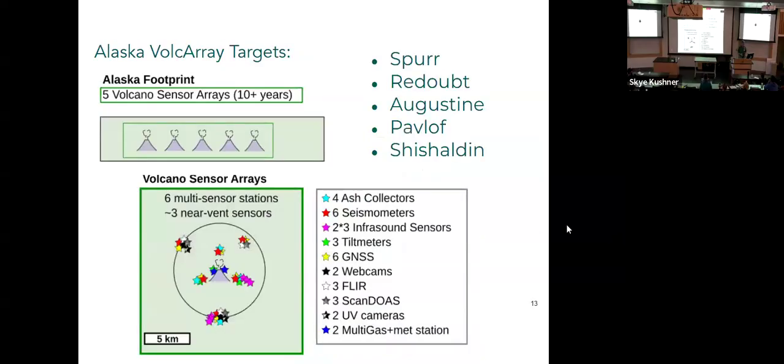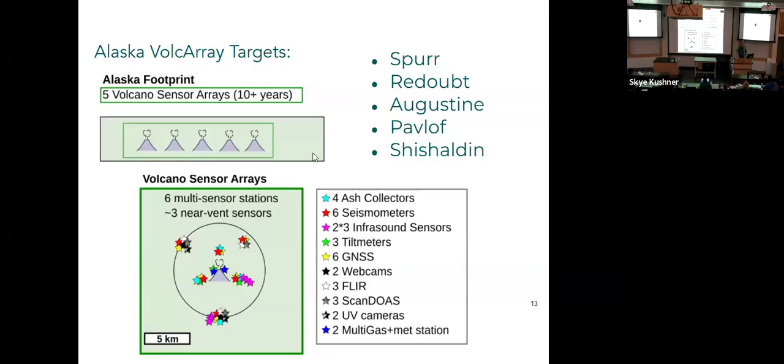So what do these volcano sensor arrays look like? This is sort of a nominal figure. So again, for Alaska, Spurr, Redoubt, Augustine, Pavlof, and Shishaldin were the 5 targeted volcanoes. There will be a number of instruments. Now, as Max just showed you, some of these instruments already exist. So there are seismic networks on all 5 of these volcanoes. Except for Pavlof, there are GPS on all of these volcanoes. But many of the other kinds of instruments aren't there.